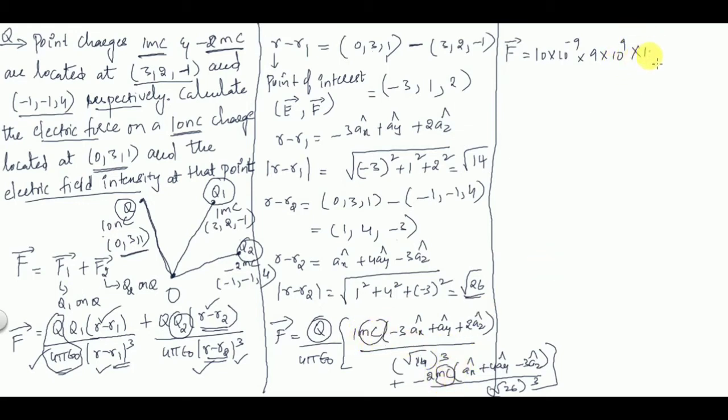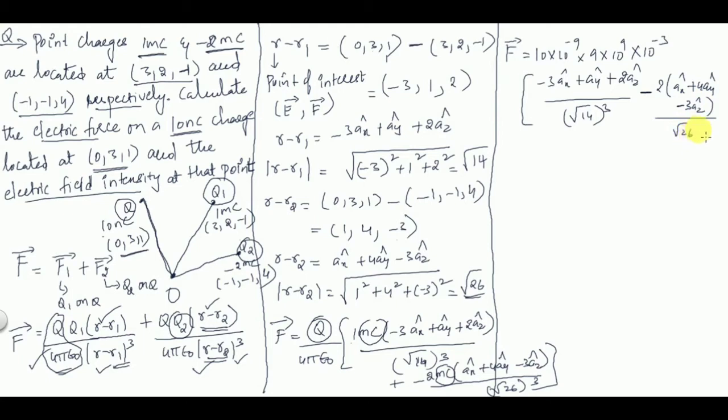So I'm writing it outside, so it will be 10 to the power of minus 3 into, so this one is multiplied by minus 3AX cap plus AY cap plus 2AZ cap divided by root 14 whole cube, right, minus, so millicoulomb I have taken it outside, so this will be minus 2 into AX cap plus 4AY cap minus 3AZ cap divided by root 26 whole cube.